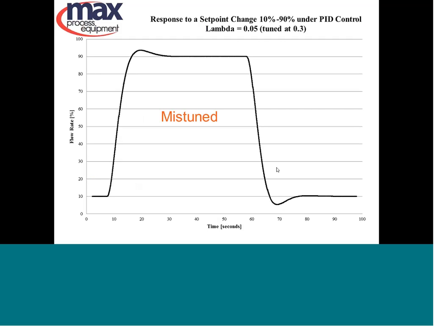Also, when you're testing the performance of the loop, you need to go from minimum to maximum range, typically 10 to 90%. And then from 90 back to 10%, and see it both going up and coming back down.